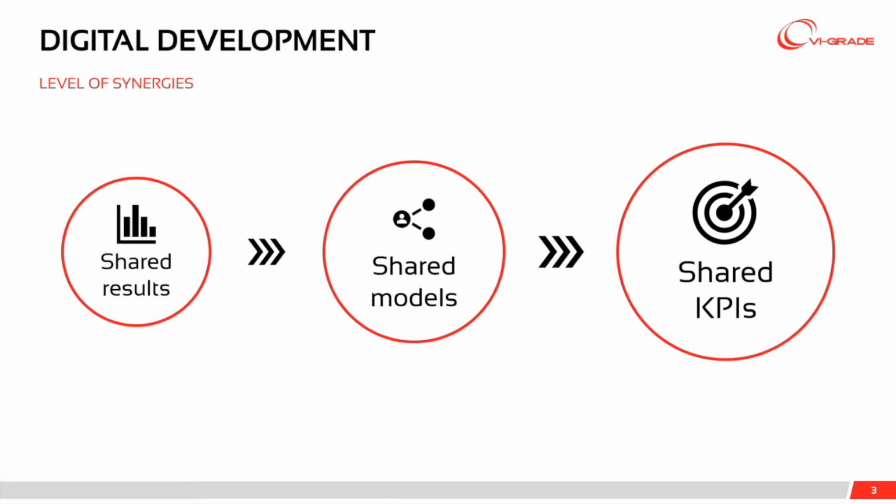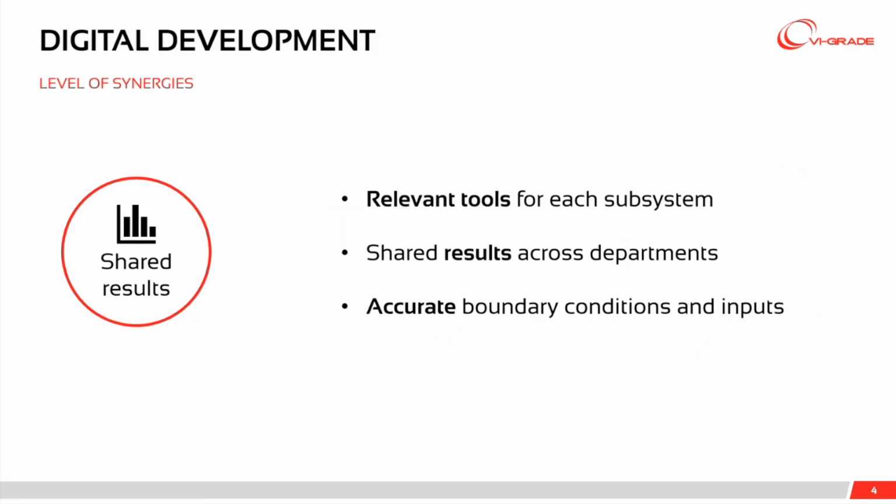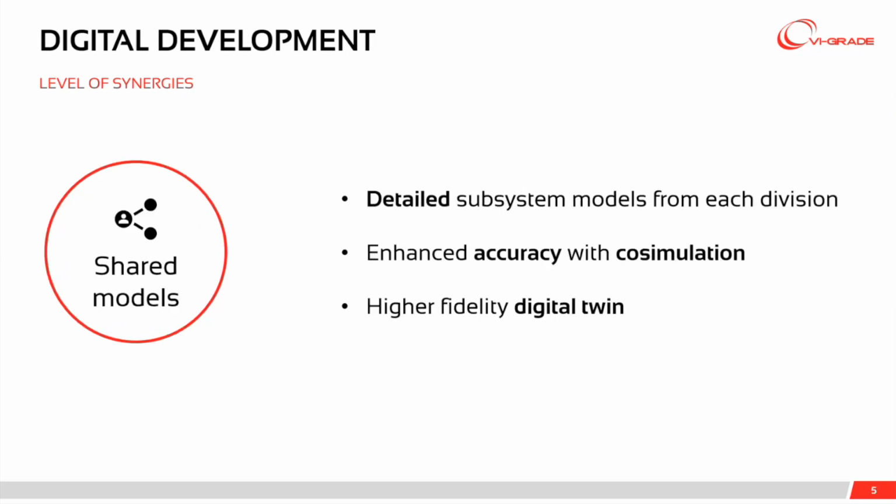At VI-Grade, we have identified 3 levels of synergies: shared results, shared models, and shared KPIs. The shared result level is the most basic one, where relevant tools are used for each subsystem, and the results are shared across departments to allow for more accurate boundary conditions and inputs. The model sharing level is a little bit more advanced. Development teams directly provide their knowledge by sharing their own detailed models of subsystem. This allows for enhanced accuracy thanks to simulation, and each team can leverage higher fidelity digital twin.